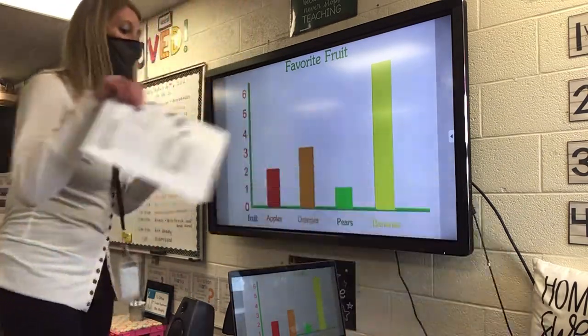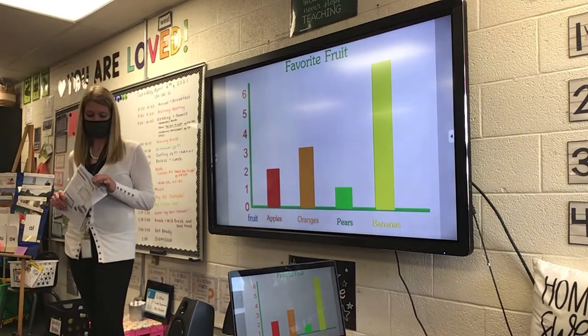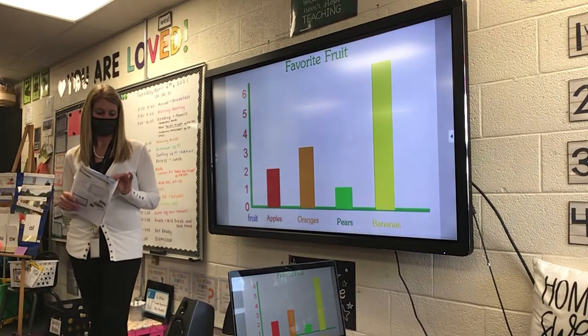We can learn lots of cool information from this graph. Practice doing your own bar graphs and compare the information you collect. We'll see you next time.